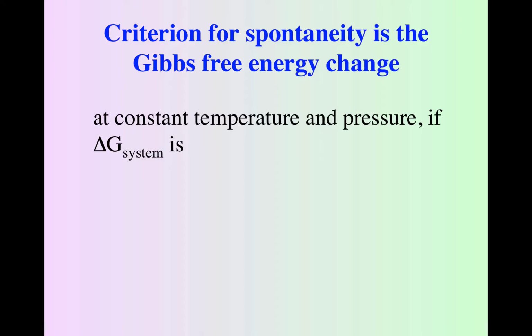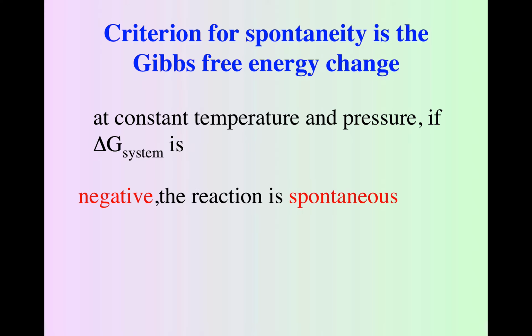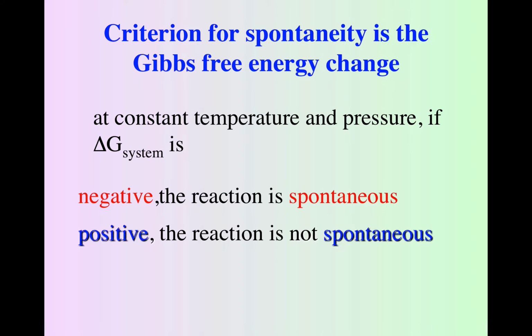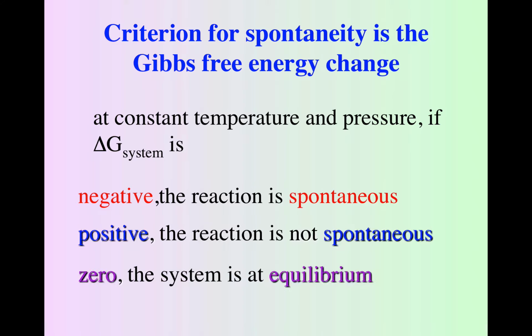At constant temperature and pressure, if delta G of the system is negative, the reaction is spontaneous. If it's positive, the reaction is not spontaneous. And if delta G absolute is 0, the system is at equilibrium. So later on, we're going to make a distinction between delta G of the system absolute, like we see here, and delta G of the system at standard conditions.